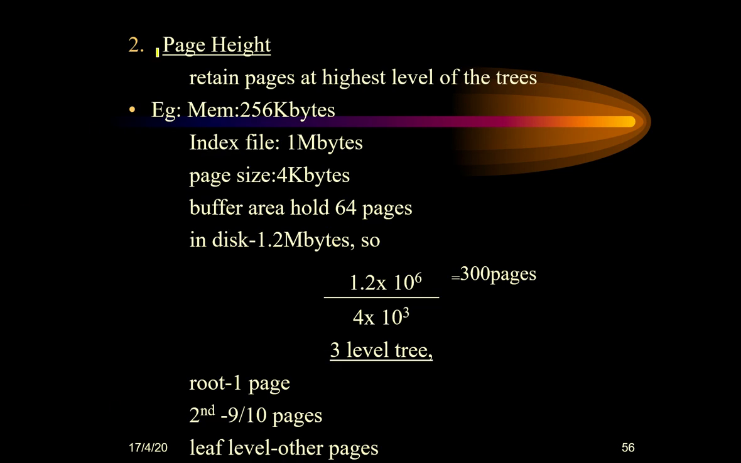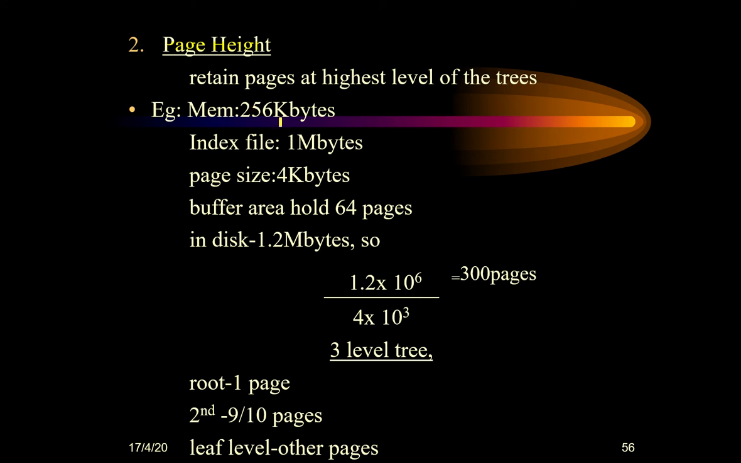So we go to the next point, that is page height. As I've already explained, in page height we maintain a tree hierarchy, where the root is the page which is most highly used. So it is available in the root itself, and within one disk access we are able to retrieve it. Now we go for the calculation of how much my virtual memory helps in improving disk access.